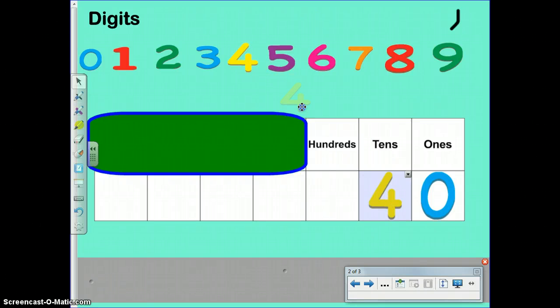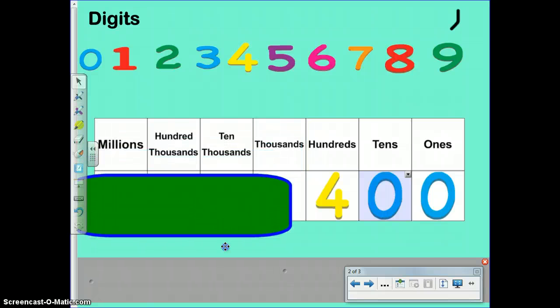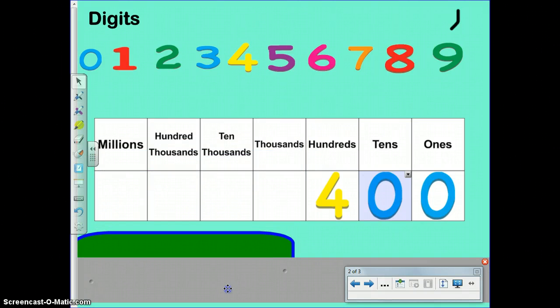Again, if I take that same 4 and I put it into the hundreds place, then that digit represents 400. And what we're going to learn in 3rd grade is expanding our place value chart into the thousands, 10,000s, 100,000s, and even a little bit into the millions.